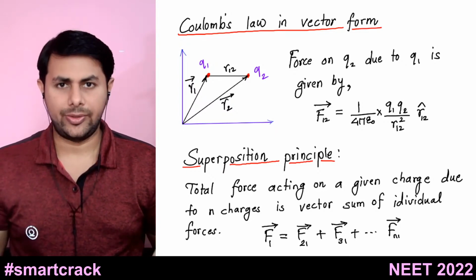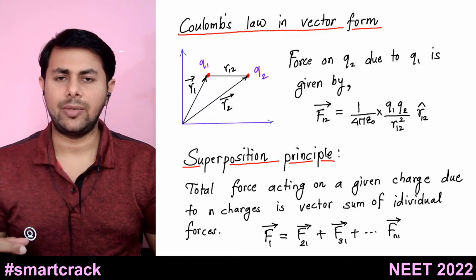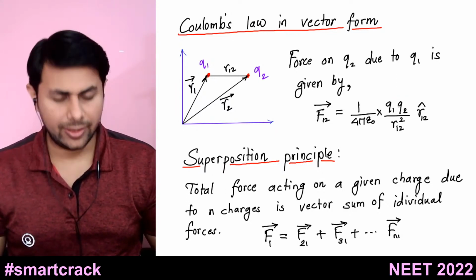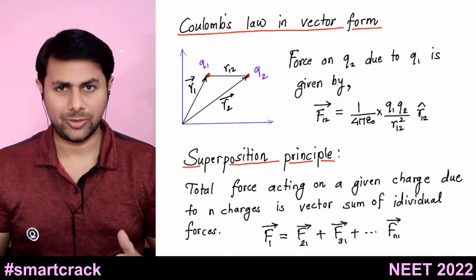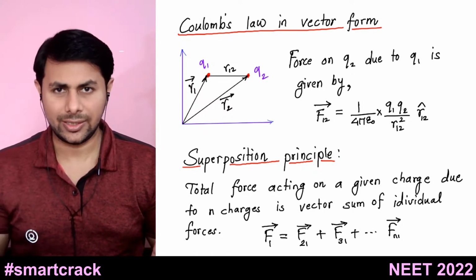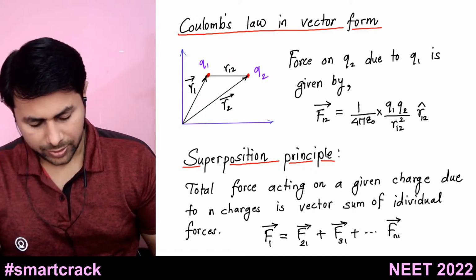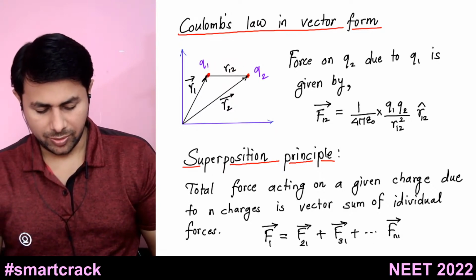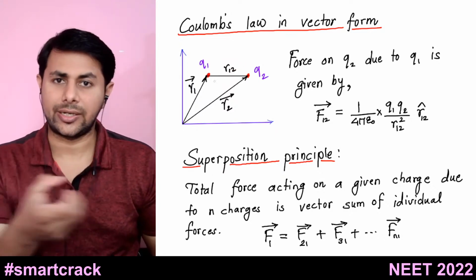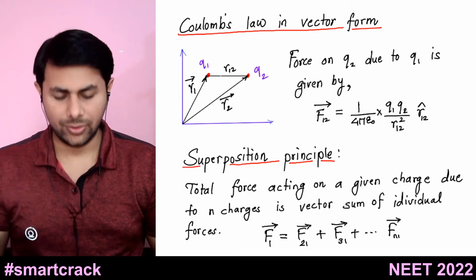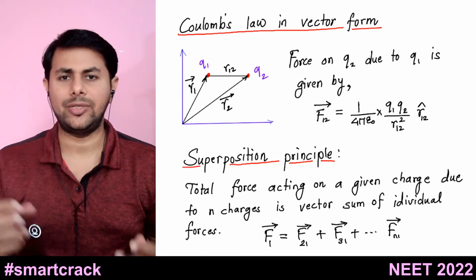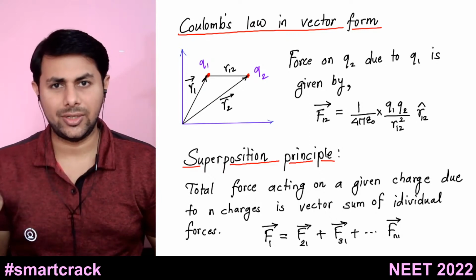But if, let's say, the force is in the opposite direction, when will that happen? When the signs of the two charges are opposite, one is positive, another one is negative. So the force is like this, from q2 to q1. That means q1 is attracting q2. So the force acting on q2 due to q1 will be towards q1.